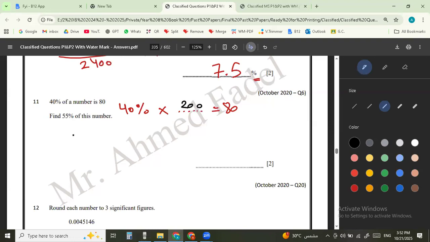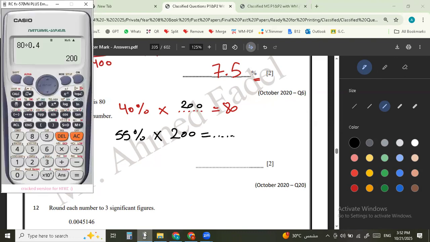So what is 55% of this number? 55% of 200 equals what? This is the question that they're asking. You can do it 200 times 0.55. Here you go, 110.